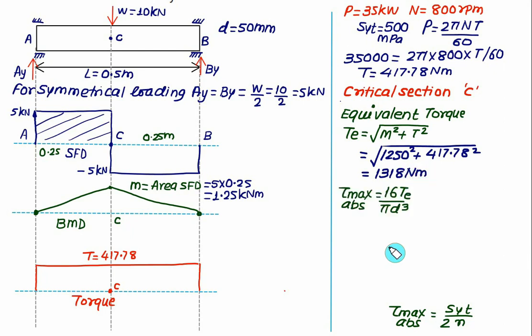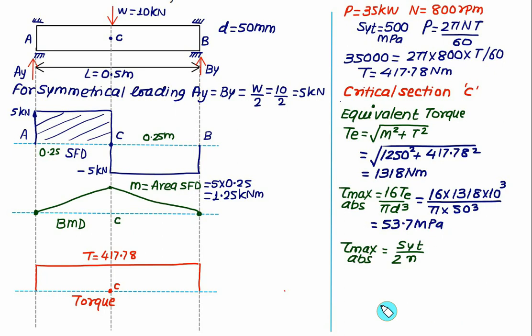Using equivalent torque, we are able to calculate the maximum value of shear stress, that is the absolute value, is 16 times TE, which is 1318 Newton meter, so you have to multiply by 10 to the power 3, divided by pi, and we have diameter equal to 50, so it is 50 cube. Solve this, you will get the absolute value of shear stress come out to be 53.7 megapascal.